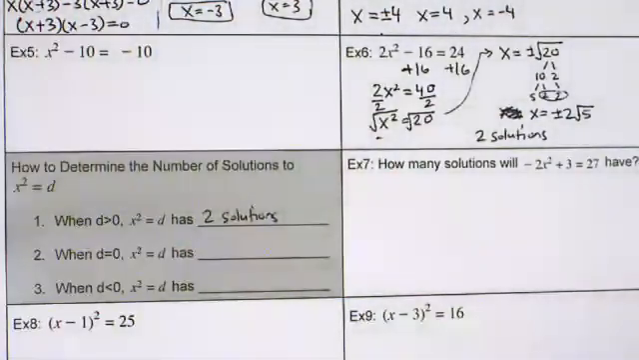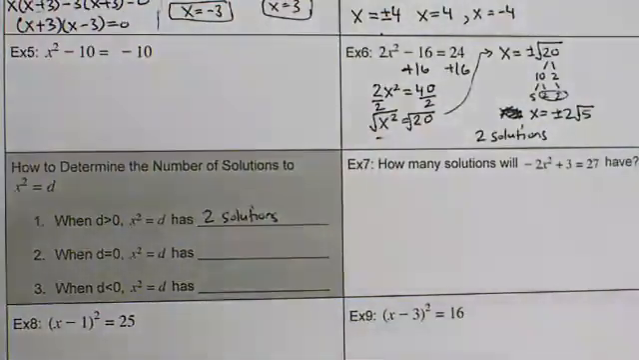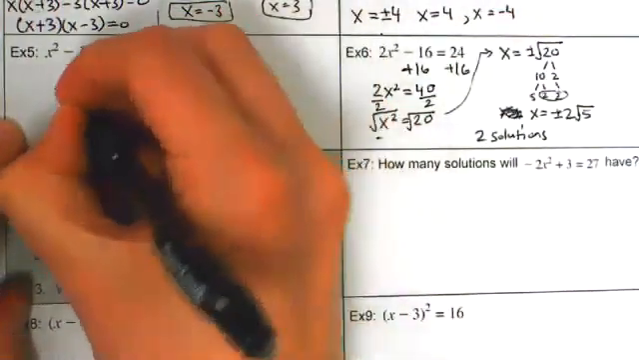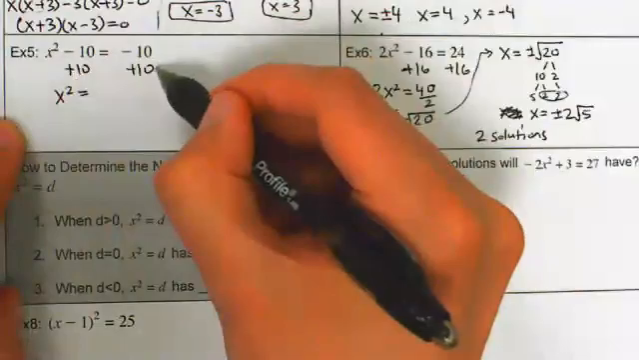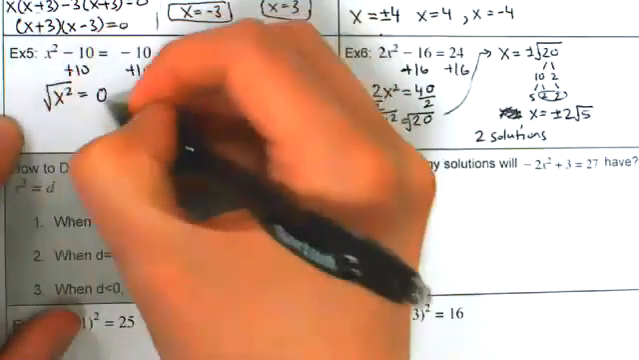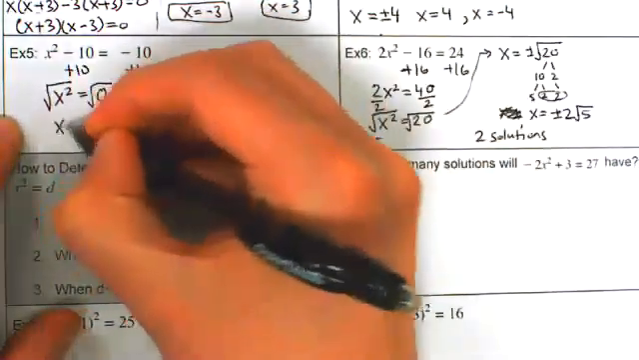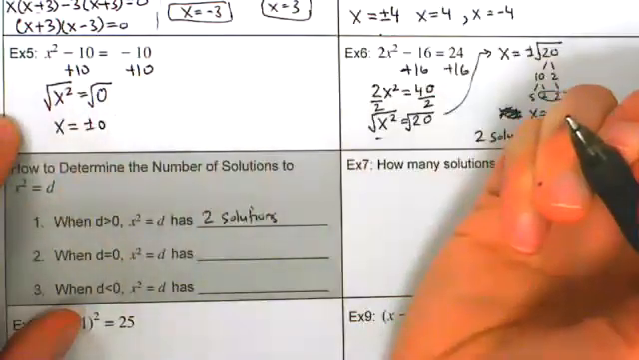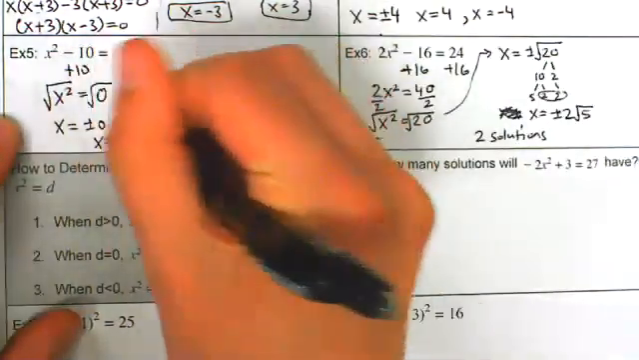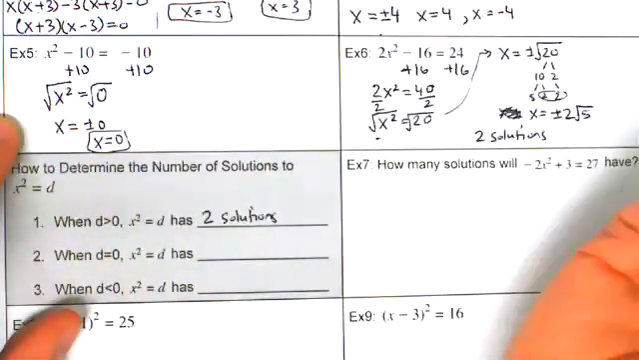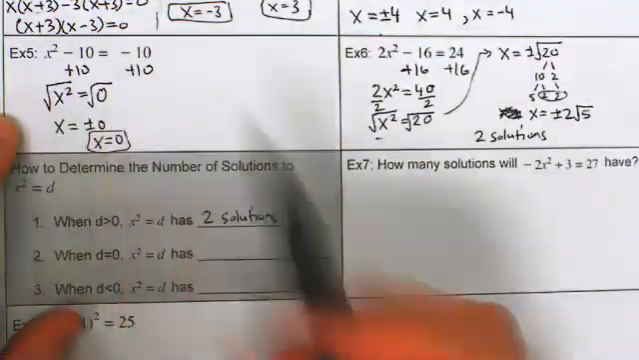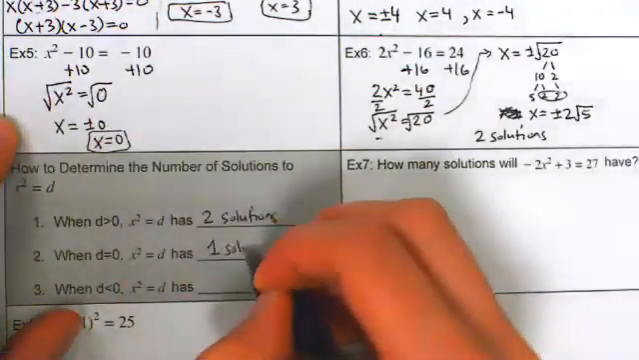If we backtrack a little bit and take a look at number 5 here, let's solve it using the same method. I'm going to isolate the x squared term by adding 10 to both sides. So we have x squared on the left side, and negative 10 plus a positive 10 is a 0. Interesting. And then, of course, we take a square root of both sides. I square root x squared, I square root 0. We end up with x is equal to plus or minus 0. Well, 0 isn't really plus or minus, so we would just say x equals 0. And that is our only solution, because negative 0 and positive 0 are the same thing. So when our d is equal to 0, as it did here, we have just one solution.